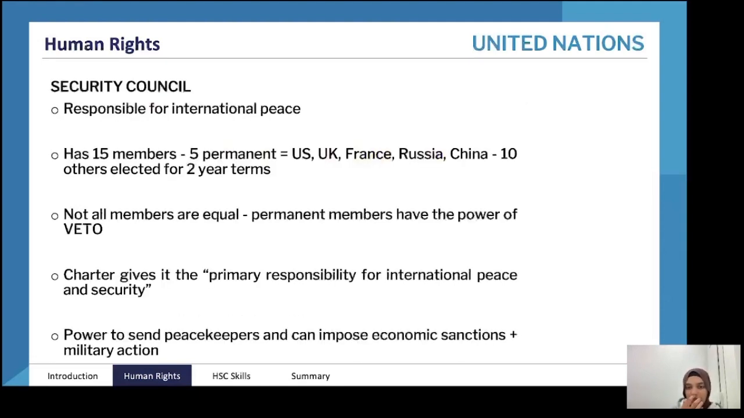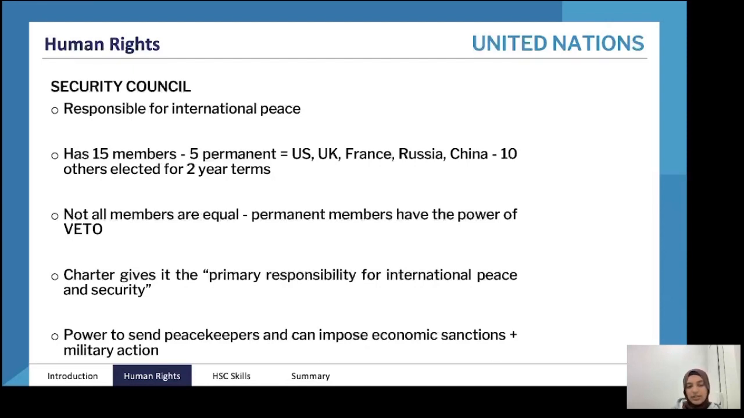So here's the Security Council I was talking about. They are responsible for international peace. They have 15 members and 5 permanent members. So the US, UK, France, Russia, and China are the 5 permanent members, and the 10 others, which are just members, are elected for 2-year terms. So not all members are equal, right? Permanent members have the power to veto that I was talking about earlier.